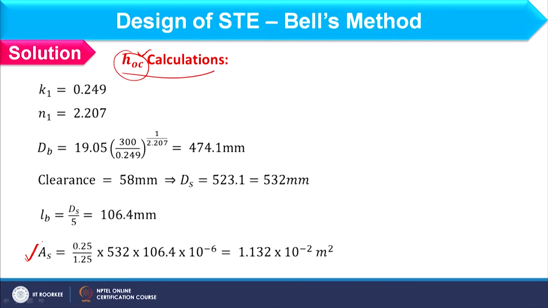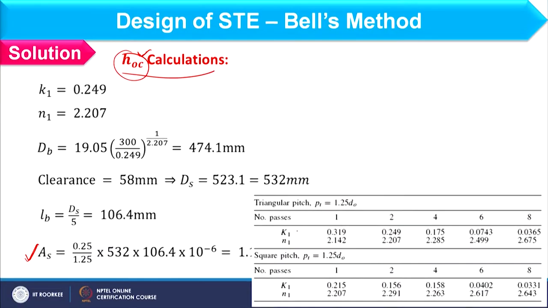To find out the shell diameter, we should first find out the bundle diameter depending upon the arrangement and the passes. Here I have 1-2 pass and the arrangement is triangular. So you can consider K1 and N1 values like this, and these values can be used to find out the bundle diameter, because 300 tubes are given to you. So the bundle diameter you have found as 474.1 mm, and then you can find out the clearance.